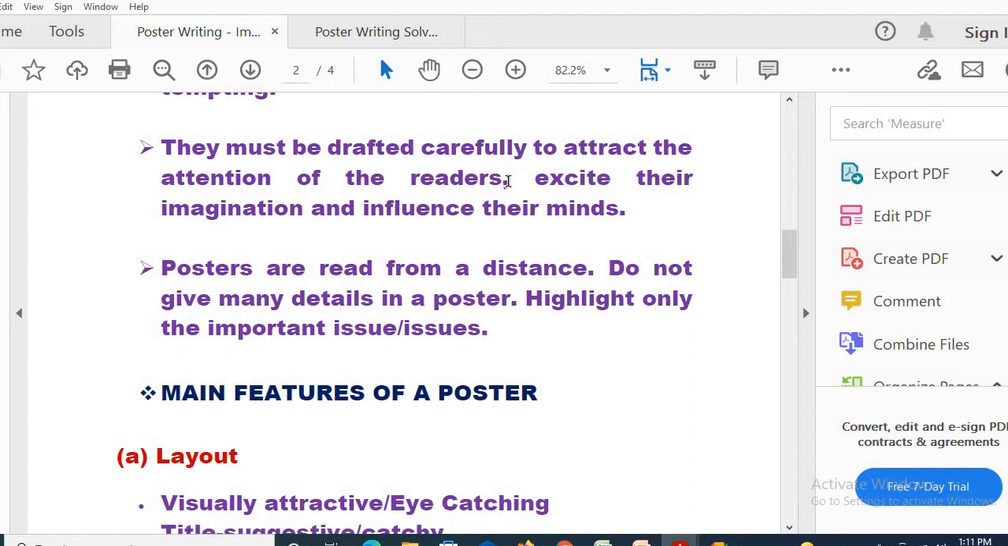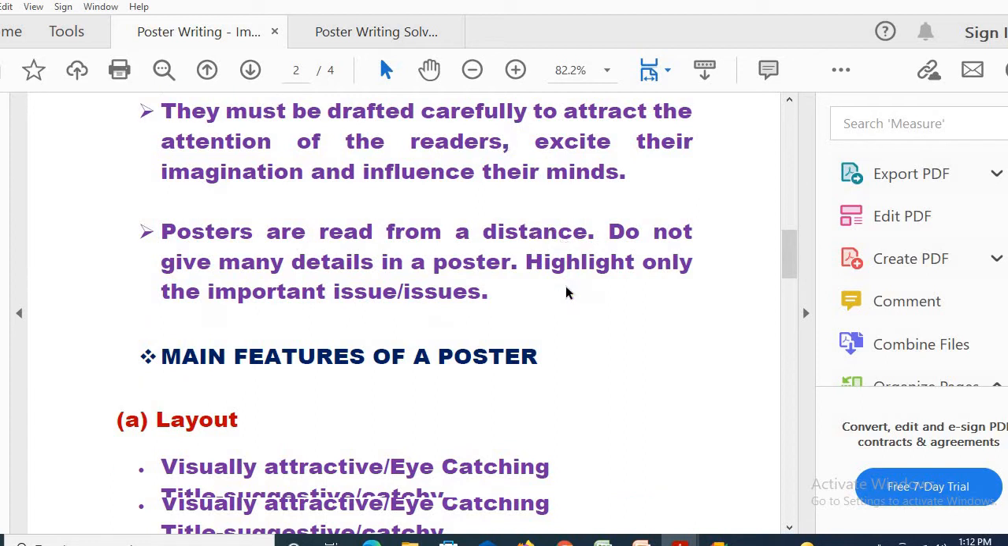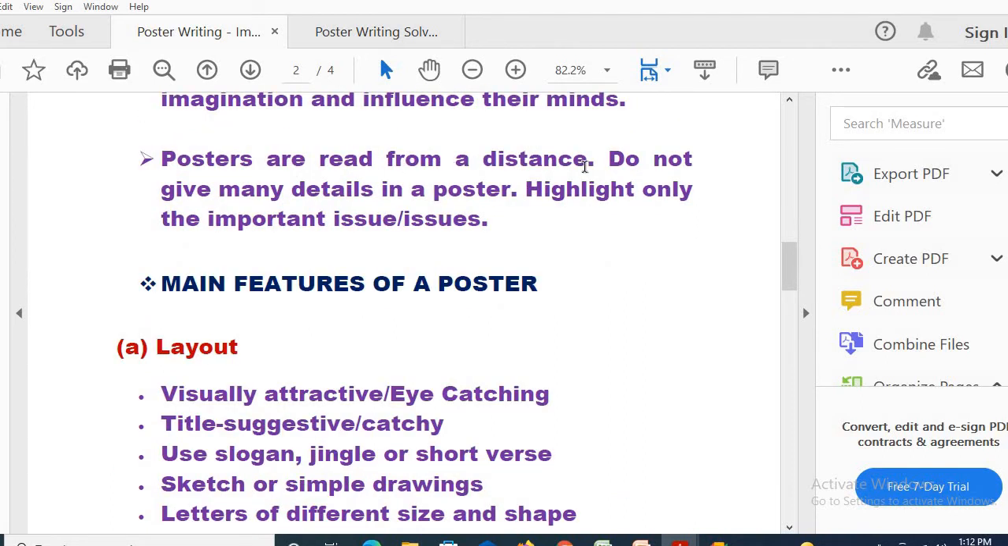It should excite or ignite the imagination, it should attract the attention of the readers, and finally it should influence their minds. That is something very important. There lies the true success of drafting a poster. Now the next one: posters are actually read from a distance, so do not give many details in a poster.